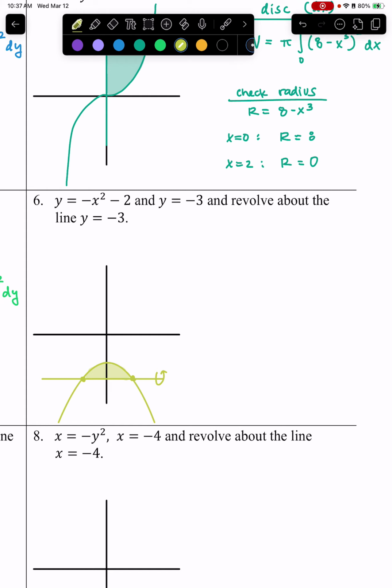When y is equal to negative 3, we can add 2. That would just be negative 1 equals negative x squared. So x is equal to plus or minus 1. So this is going to be 1 comma negative 3, and this is going to be negative 1 comma negative 3. All right, so we're going to do disk method, and that's going to be dx's.